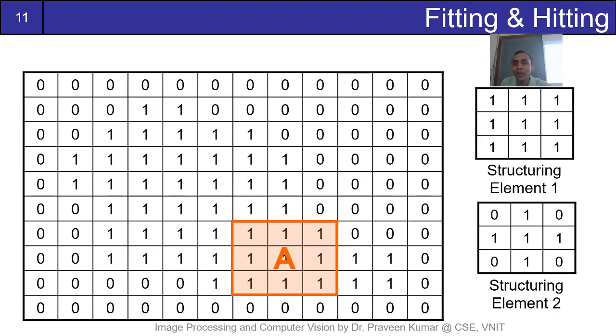So for structuring element 1, it's a fit. For structuring element 2, it is also a fit, right? Because we have to only consider on pixels. So all on pixels are overlapping with all on pixels. So it's a fit for both structuring element 1 and 2.